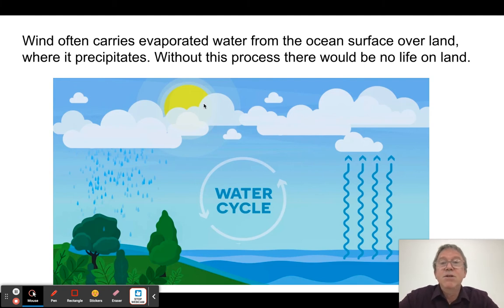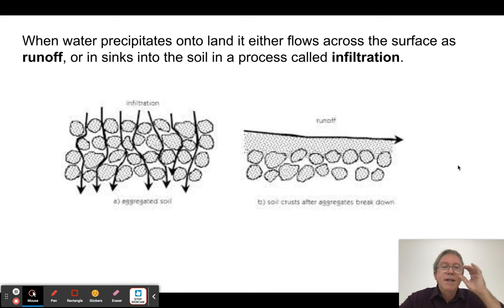Without the energy from the sun to do this, there wouldn't be any life on land. Now, what happens when this water lands on the ground? Well, there's two things that can happen, just two. One is it can infiltrate into the soil.